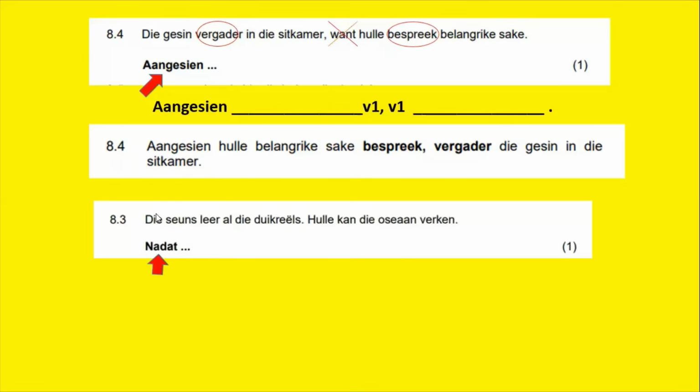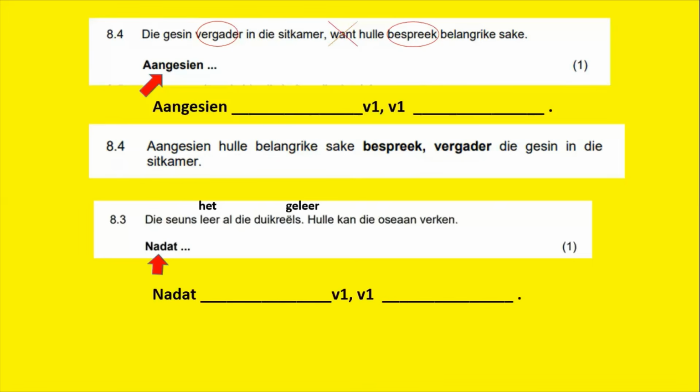Die seuns leer al die duikreëls. Die seuns het, okay, because it's past tense, now see, we have a new verb 1. So it can't sit on this one's lap. We're going to kick this one to the end with a ge, which is past tense. Die seuns het al die duikreëls geleer. Yeah, that's it. So this sentence is done. This sentence is done. And this one is also, we're going to keep it like this. Okay, so now we have that.